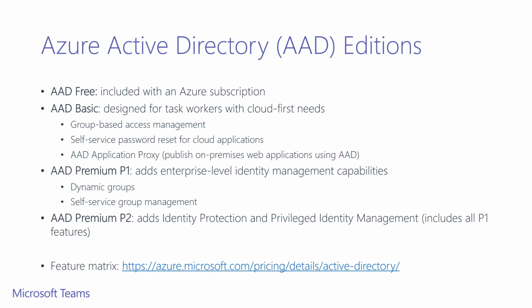Azure AD also has two premium SKUs available, Premium P1 and Premium P2. The Premium P1 SKU provides additional enterprise-level identity management capabilities, such as the ability to utilize dynamic groups, as well as the ability to provide self-service group management to our end users. The Premium P2 SKU adds the identity protection and privileged identity management components on top of what already exists inside of our P1 features. The link that you see on the slide here takes you to a detailed feature matrix of all of the various editions of Azure Active Directory.